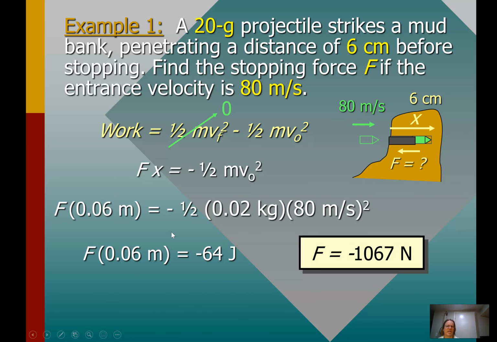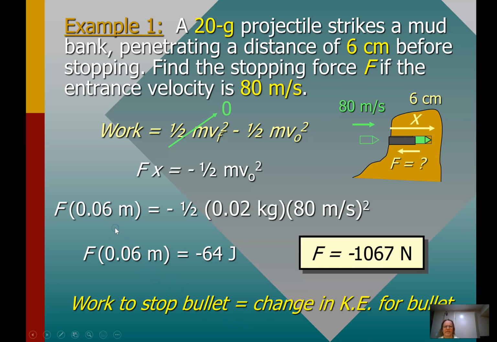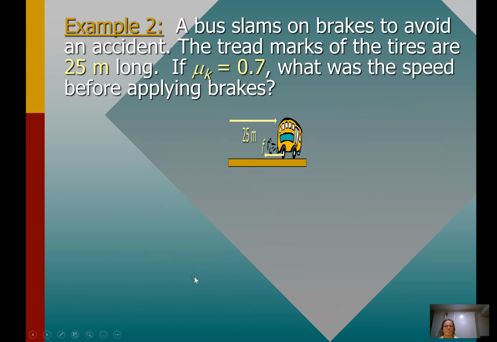1,067 newtons. Okay, in sig figs, it's like maybe 1,100. Actually, we only have one sig fig there. So in reality, the answer is negative 1,000 newtons. That's a pretty iffy number. So that's the average force acting on that thing over that 6 centimeters. All right, any questions? You have to ask me later. So the work to stop the bullet equals the change in kinetic energy. That's called the work energy theorem we're using to solve some problems there.